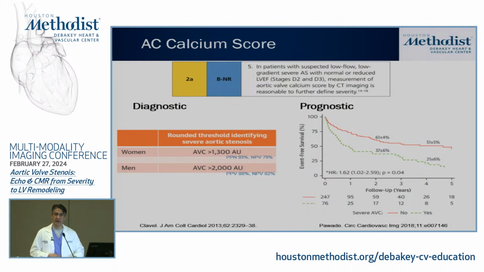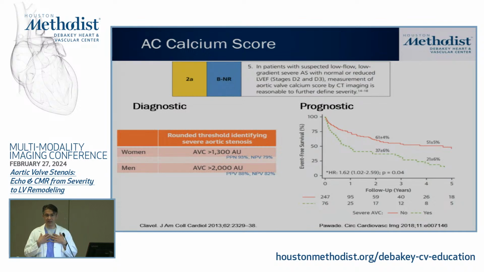At the same time, there is prognostic data as well. You can see patients here who have severe aortic valve calcium scores, be it men or women, in this dashed green line. They have a significantly different event survival compared to patients with normal valve calcium values. Because of its diagnostic and prognostic value, it is now a class 2 indication in the guidelines for patients with suspected low flow, low gradient severe AS with either normal or reduced ejection fraction.